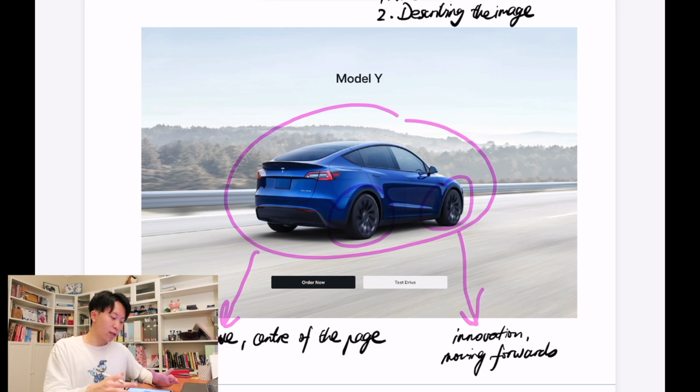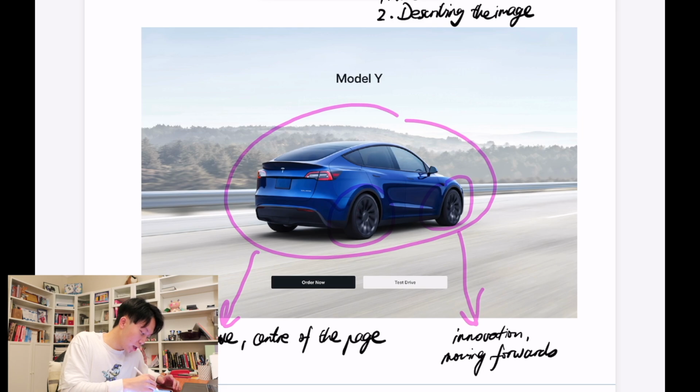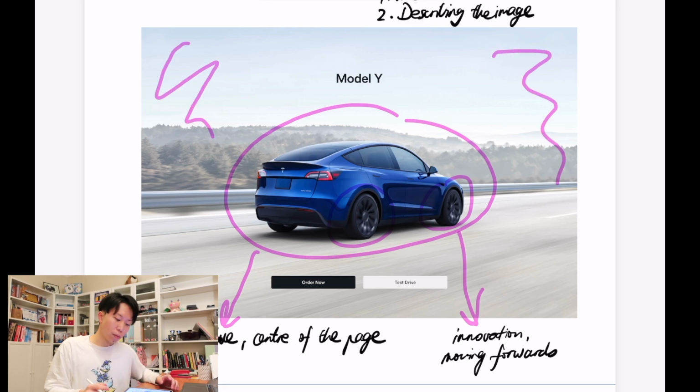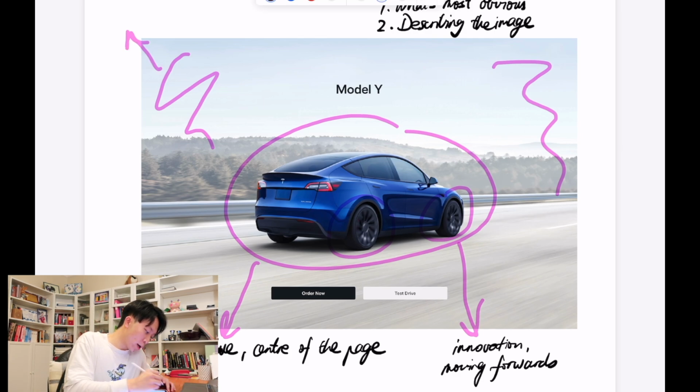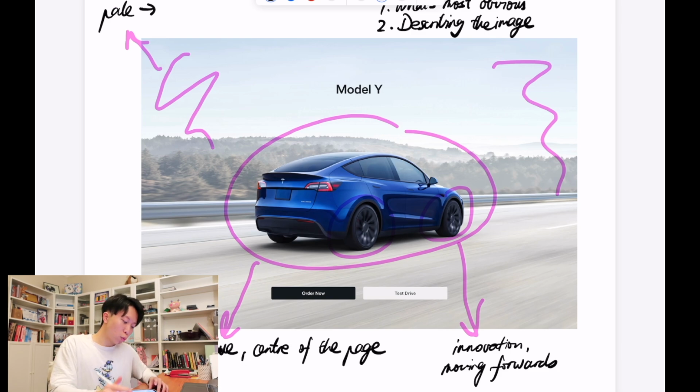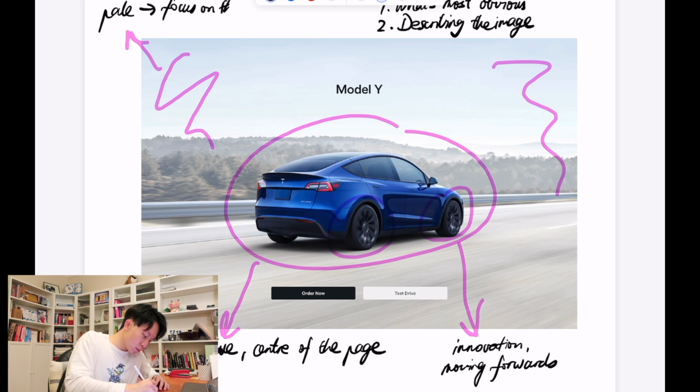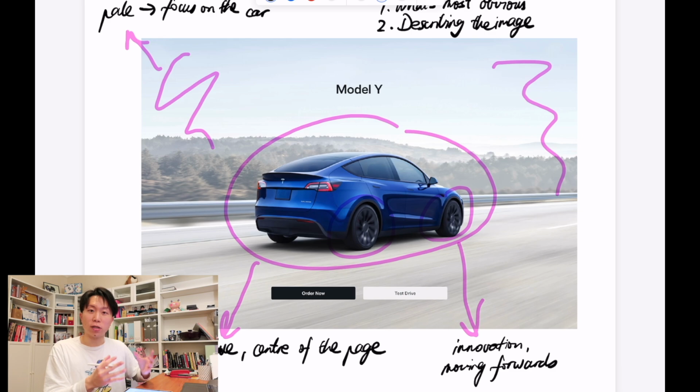The other part that really stands out to me is the background of this image. The background is pretty pale and has a white hue over it. So why does it have this white hue and why is it pale? I think it has two purposes. One, it helps you really focus on the car because your eyes are attracted to the blue in the center. But also I think it gives it a more sleek and clean look as well.